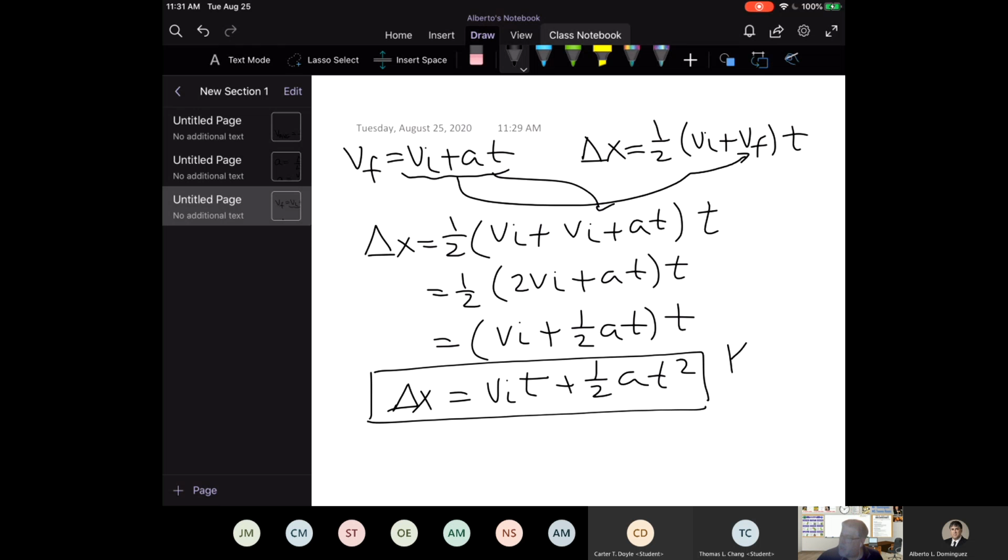And this is kinematics equation number 2. Also on our formula sheet and also critical. And this is equation 2.16 on page 37 of our book.